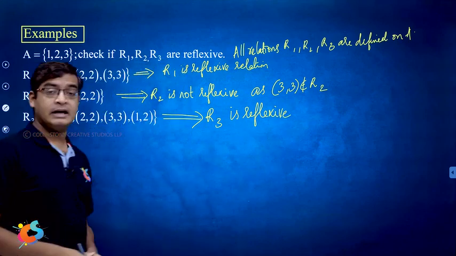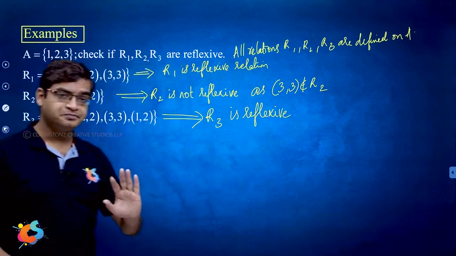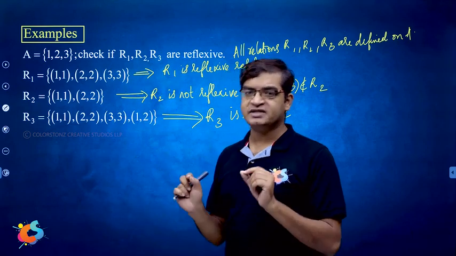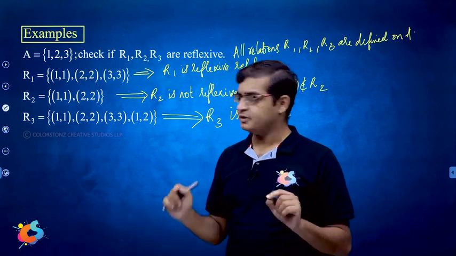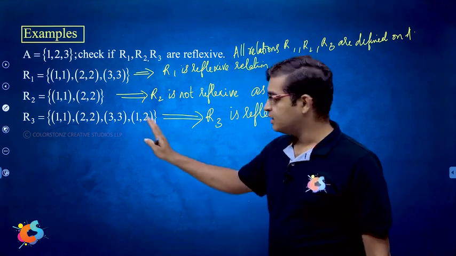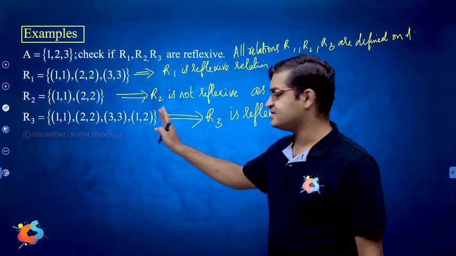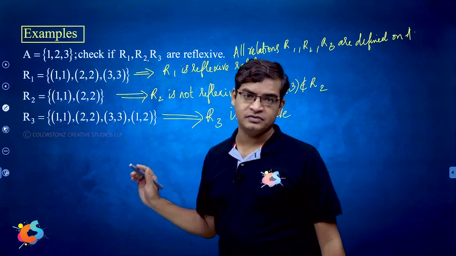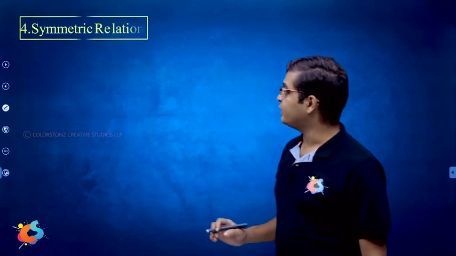You can write relation also. So on the whole, I'm sure you would have understood. Every element of A should be mapped to the same element under the relation. And if that is happening, then it is reflexive. Extra is there, not a problem at all. But nothing should be missed from these. Let us go to the next one.